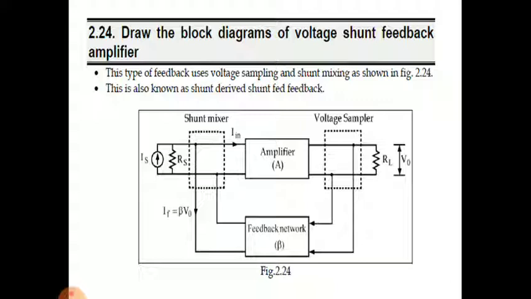So from the theorems of network, we can get the voltage source or current source, right? We can represent them in different ways. This type of feedback uses voltage sampling. See the sampler network, we have shunt sampling, that is voltage is sampled, and in the mixing type we have shunt mixer. This is also known as shunt derived shunt fed feedback, right? Both are shunts, both are in parallel. Shunt derived, shunt fed feedback.